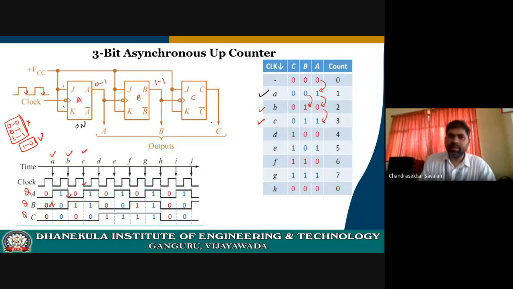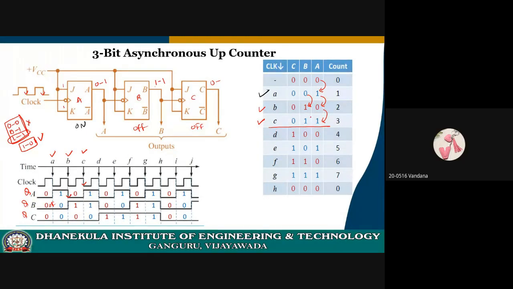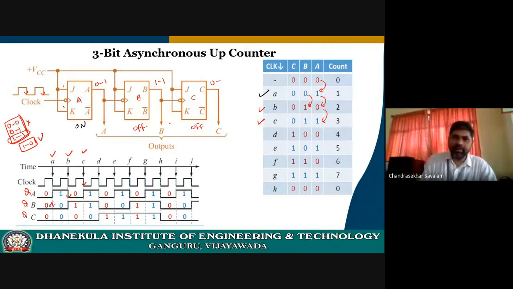Okay, students. So coming to the C flip-flop, see this is 1 to 1. 1 to 1 means it is not the clock. So this is not valid, 1 to 1. So this is also off. So off means previous state is 0, next state also 0. So students, only one transition has taken place here. Only first flip-flop is on. Students, do you understand this? Yes, sir. Okay, so in this third clock, only first flip-flop is on, remaining two flip-flops are off.